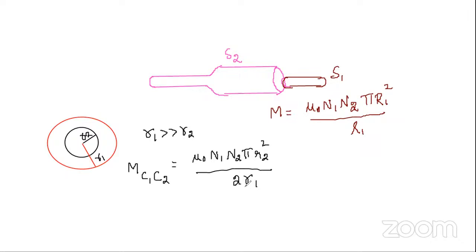And from this, what you can understand is this mutual inductance is directly proportional to R2 squared divided by R1. And you can have another scenario. Okay, this is first case. And second case also you can have.